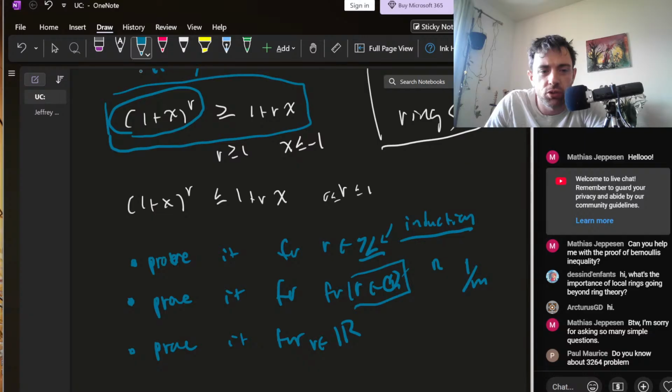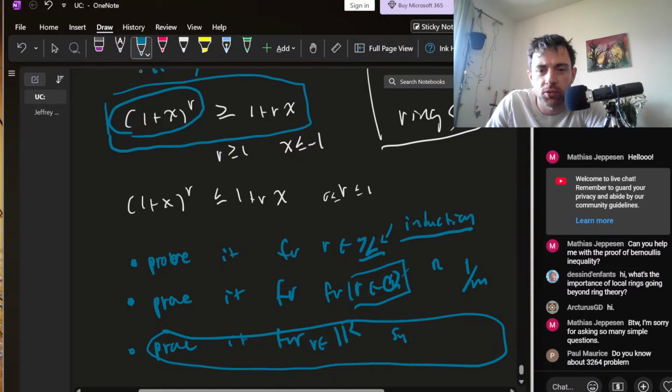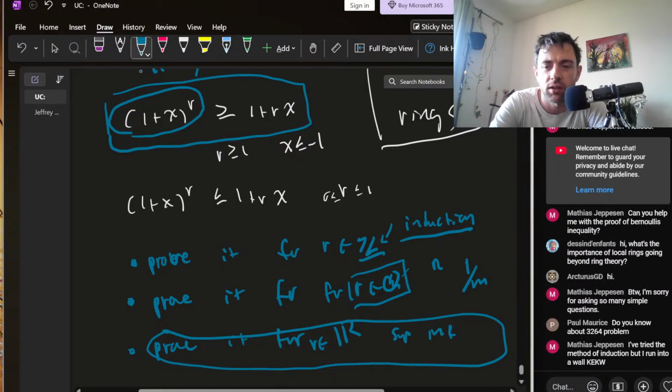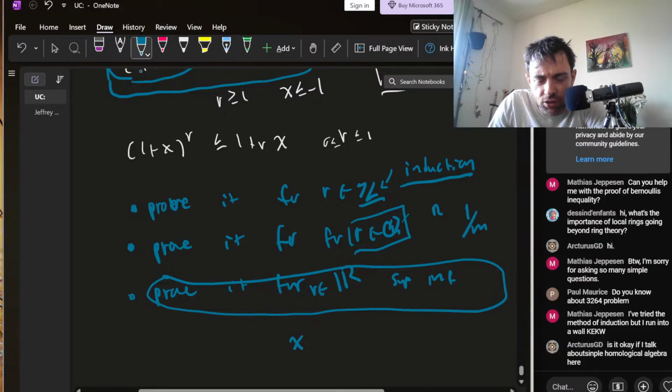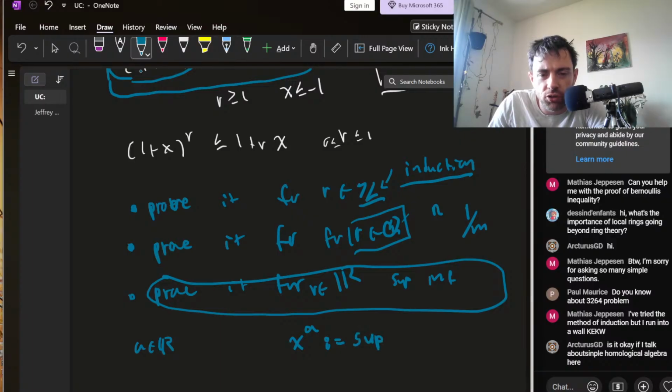And then the way that you do it for the real numbers, once you have that, is you can use things like supremums and infimums, right? For instance, if a is a real number, how do you actually define what x to the a even means? Well, it is really defined to be the supremum of x to the r as r goes over the rational numbers.